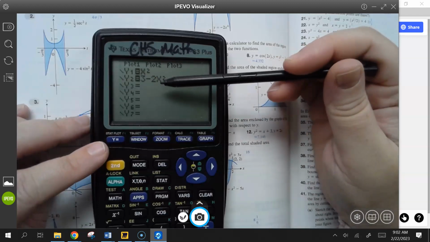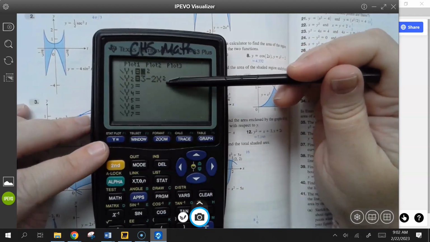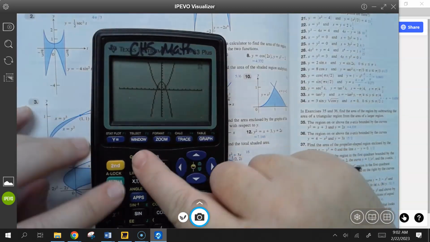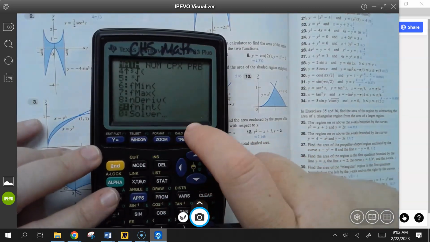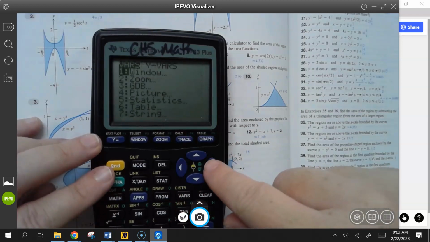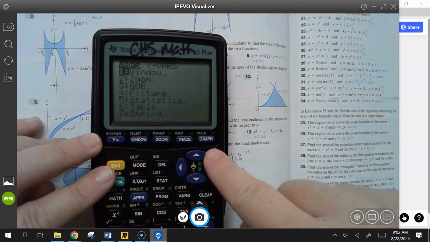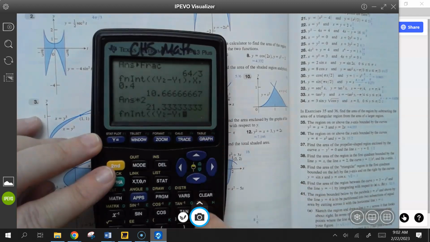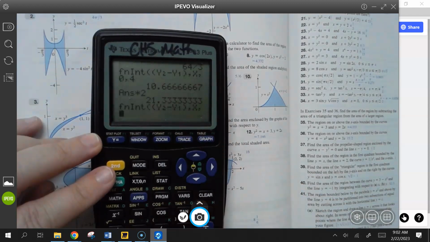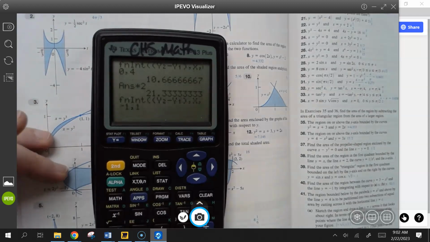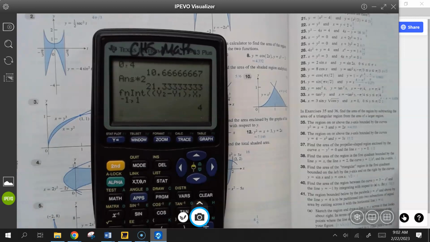And I'm going to do which one's on top, the one that's upside down. So I'm going to do y2 minus y1. We'll do y2 minus y1 with respect to x from -1 to 1. Or from 0 to 1 doubled. I get that.